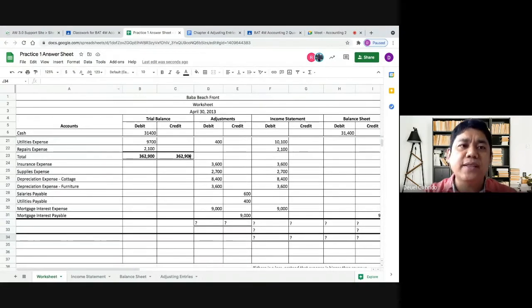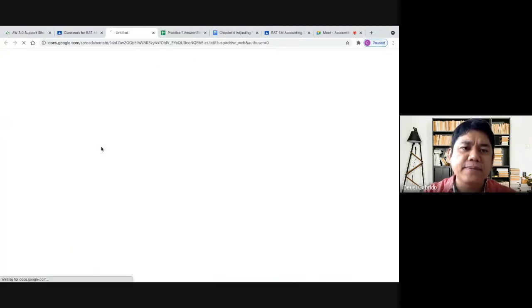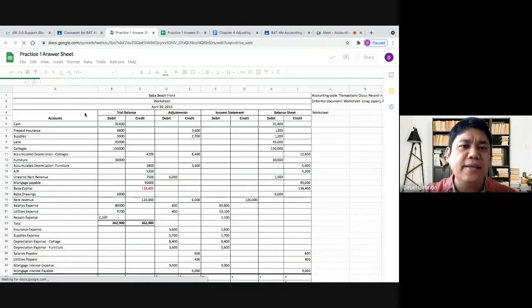Open the worksheet or the practice answer sheet in your Google Classroom. All right, everybody go there, please. Practice answer sheet, open this one. Okay, open that one. I'm just showing you how to do that. And then go to file and make a copy. Wait, it's reading. Go to file and then make a copy.